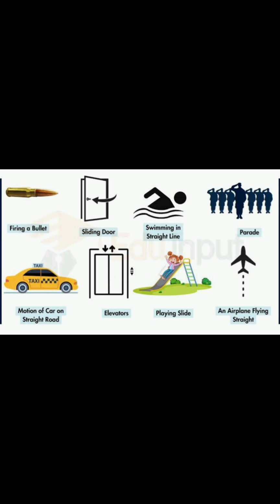So visualize in your mind a ball falling from your hand to the ground in a straight path. That's linear motion. Linear motion is when an object moves in a straight line.